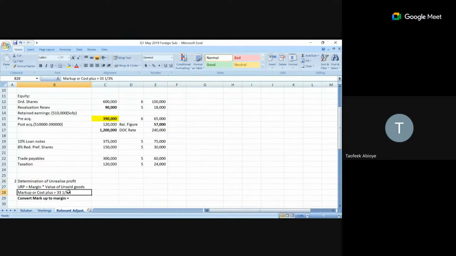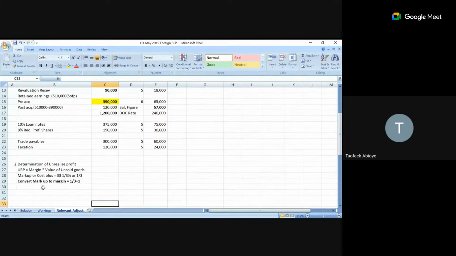Now, this markup that they give us is 3 1/3 percent. If you press your calculator, it is 1/3. So if you want to convert your markup to margin, it will be how much? It will be 1/3 plus 1. So it will be numerator over denominator plus numerator. So when we convert our markup to margin, it will be how much?